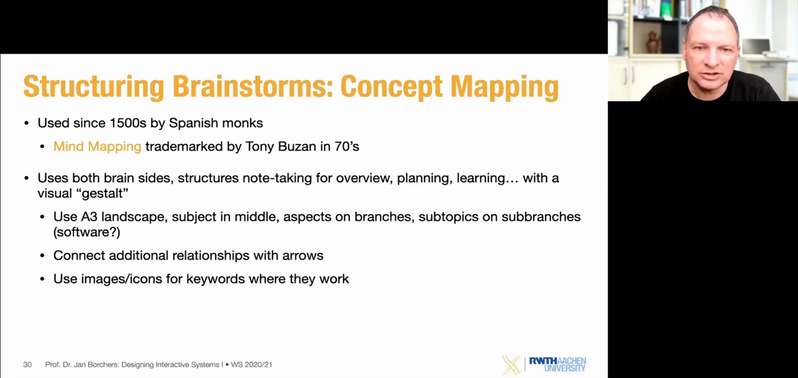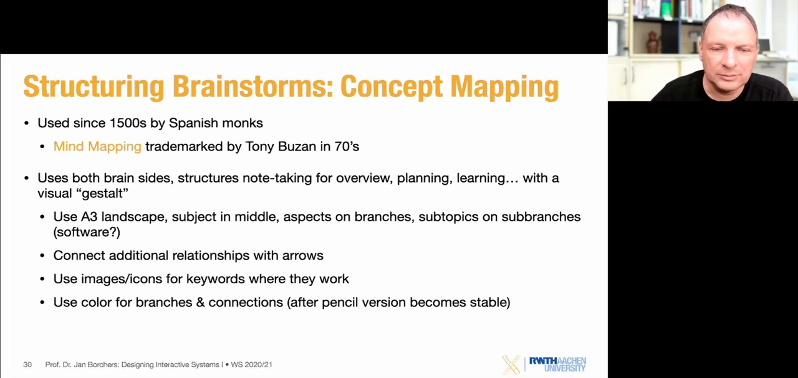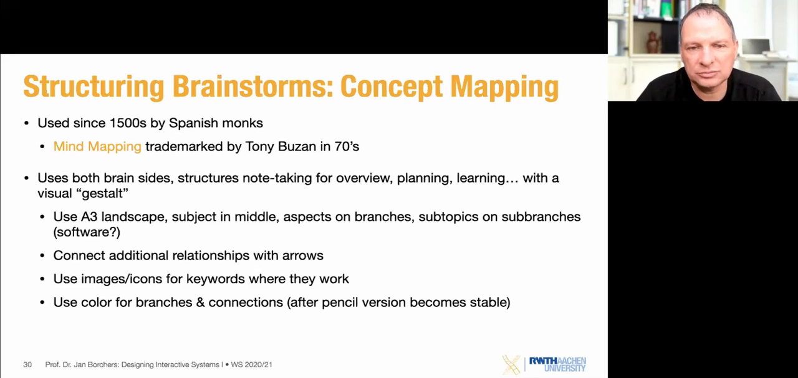So anything you add to it that makes it look different from the next concept map next door, so to say, is good. You want to make it unique. You use colors to highlight things. For example, you can use a blue color for all your locations and a red color for the branch with all your people, your users, etc. Oftentimes, these colors are used to highlight branches or to mark up connections after a pencil version has actually become somewhat stable.